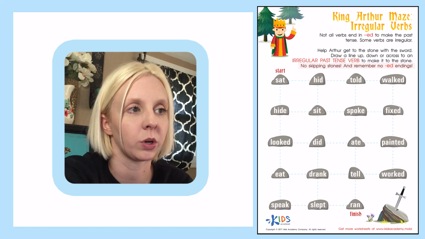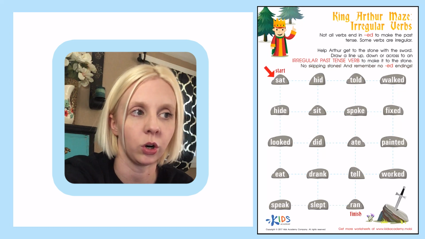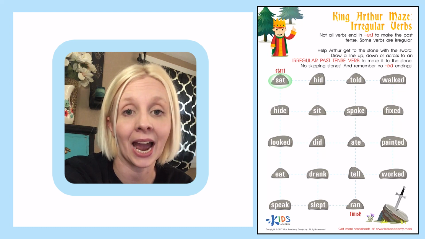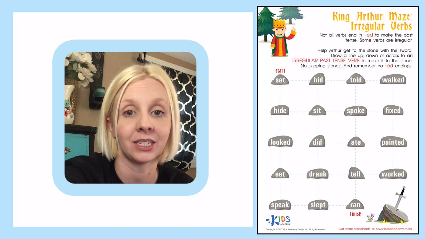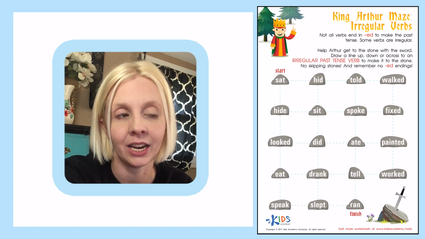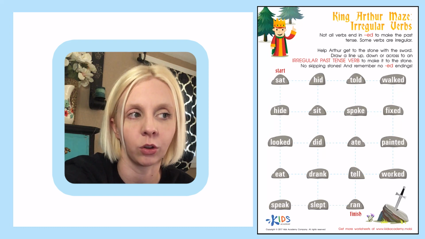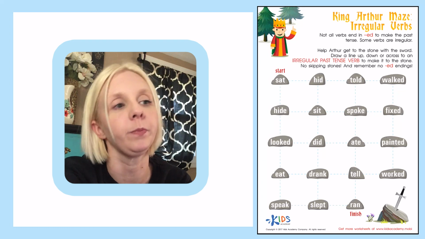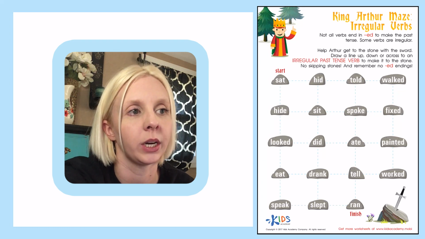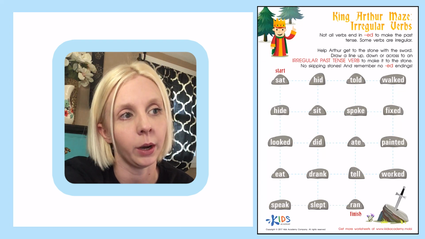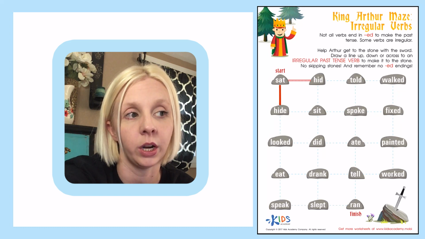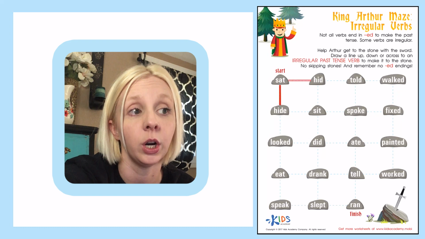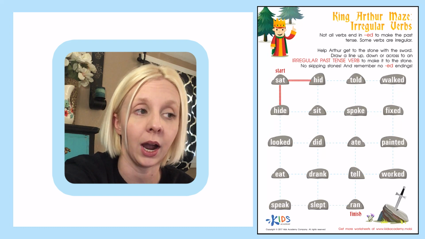So what we're going to do is start here where it says start, and we have the word sat. Sat is a great example of an irregular past tense verb. You wouldn't say sitted. They change it and make it an irregular verb, so the word is sat. Now we can't go up, so we can go across, or we can go down. Our two options from here are either hid or hide.